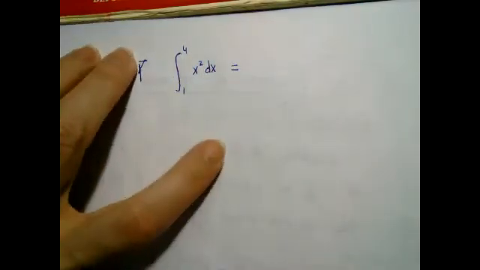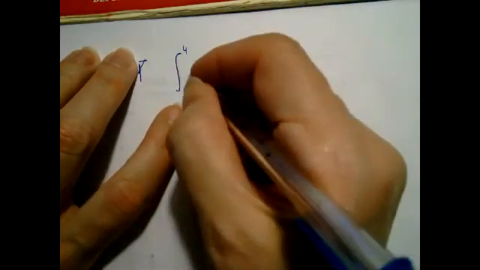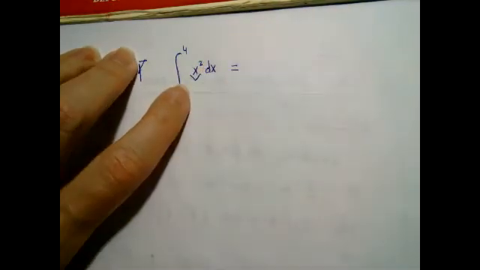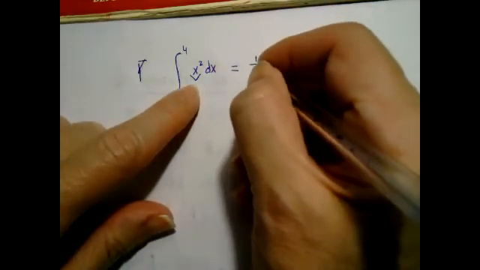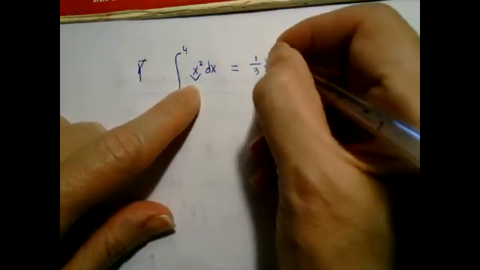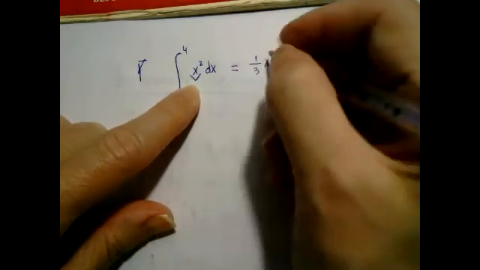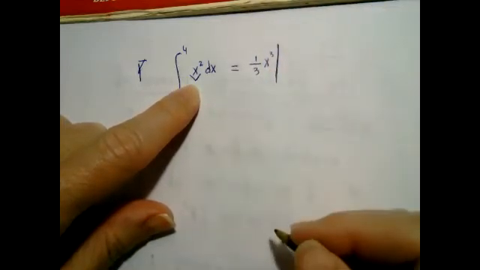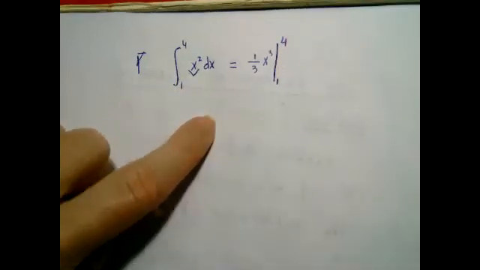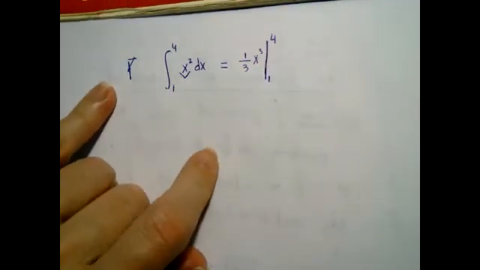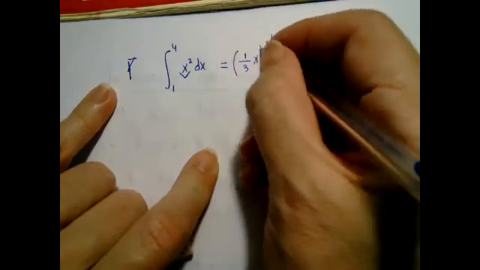Okay, now I'm streamlining the notation. It's equal to what? The antiderivative of x squared, we should know, because we've done this, is 1/3 x cubed. Okay. And then I evaluate it between 1 and 4. That's why I'm streamlining the notation a little bit. And this is equal to what?